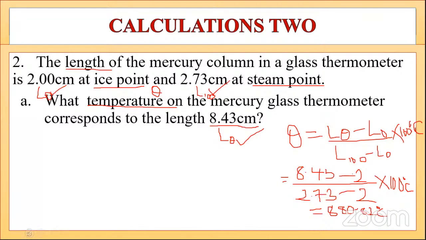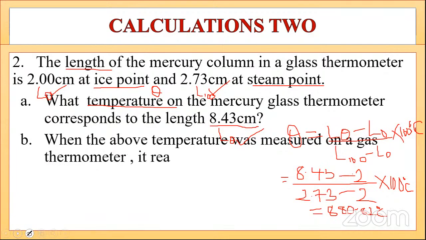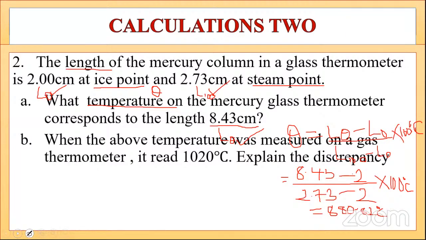Good. So, this is it. Part B was saying that when the temperature above was measured on a gas thermometer, it read 1,200 degrees Celsius. Can we all see that question? Yes. Let me first erase this.